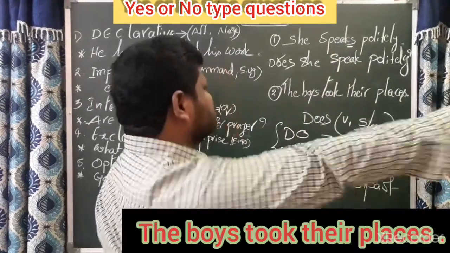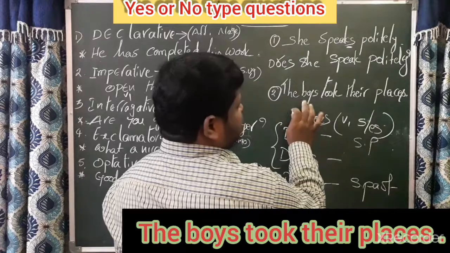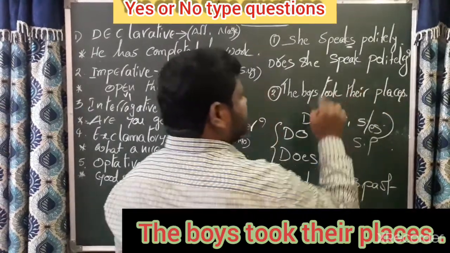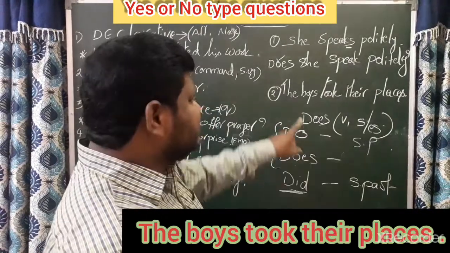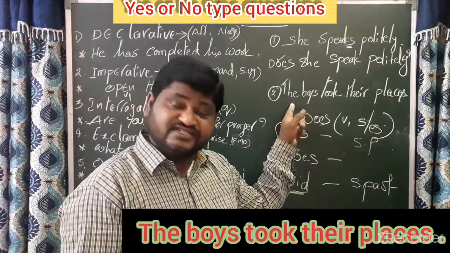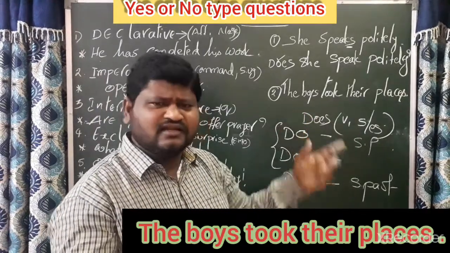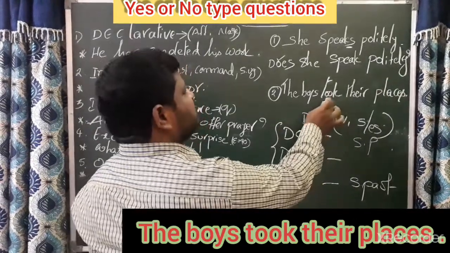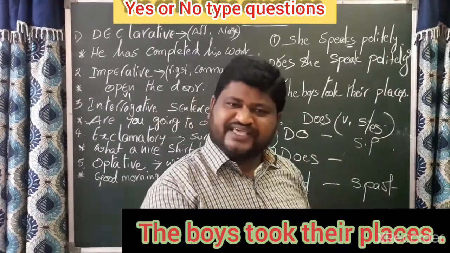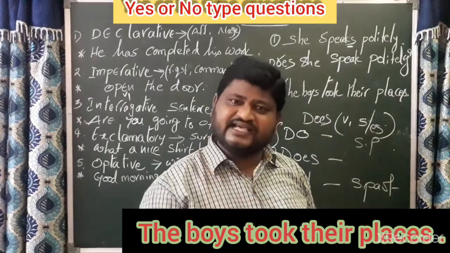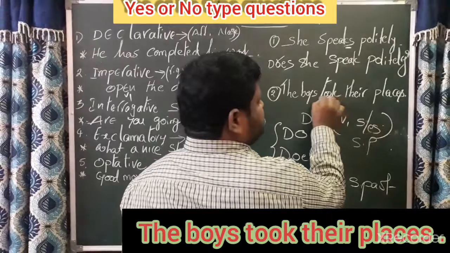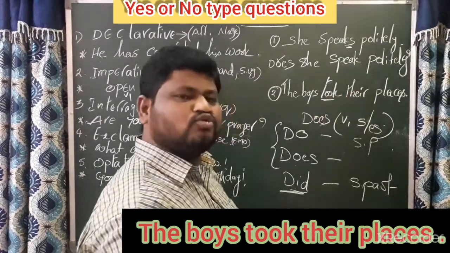ఓకే, నెక్స్ట్ ఎగ్జాంపుల్ చూడండి. ద బాయ్స్ టుక్ దే ప్లేసెస్. ఇచ్చిన సెంటెన్స్‌లో మనకి ఏమైనా హెల్పింగ్ వర్బ్ ఉందా ఫ్రెండ్స్ చెప్పండి. హెల్పింగ్ వర్బ్ లేదు కాబట్టి వర్బ్ V1లో ఉందా, లేదా వర్బ్‌కి ఎస్ ఆర్ ఈఎస్ యాడ్ అయ్యి వచ్చిందా లేదా చెక్ చేసుకోవాలి. ఇప్పుడు చూడండి ఇక్కడ వర్బ్ ఏది, టుక్ కదా, టేక్, టుక్, టేకన్.